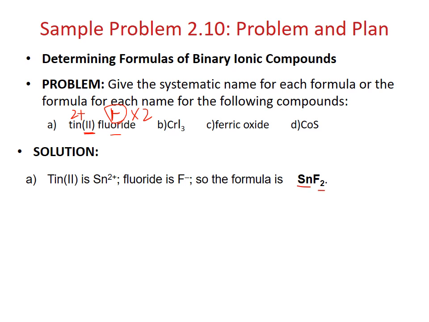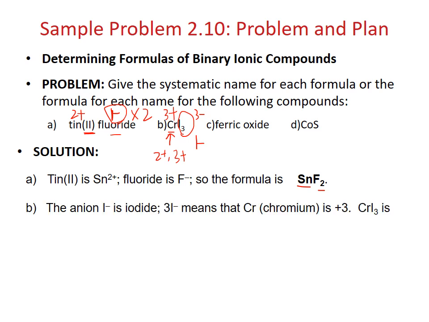Okay, next one, chromium iodide. Now chromium also has variable charge, either 2 plus or 3 plus. Now formula tells you you have 3 iodine. Now each iodine has 1 negative because it's group 7, so it's 1 minus. Now you have 3 of them, so the total negative charge is 3 negative. And therefore that indicates chromium must be 3 plus, so that positive negative have the same charge. Okay, and so therefore we know chromium is 3 plus.